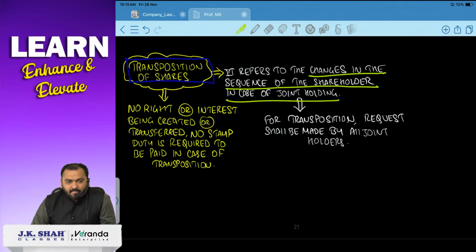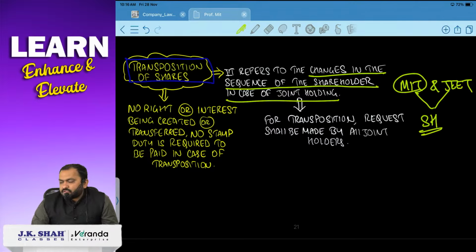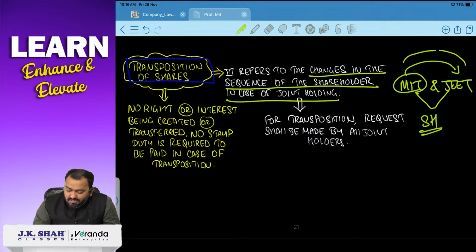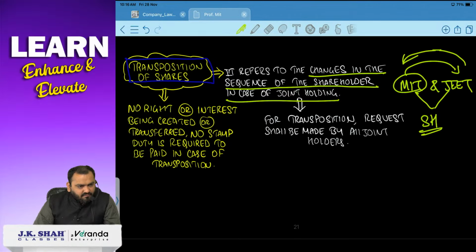joint shareholding. Like there are two shareholders, Meet and Jeet. They both are joint shareholders, holding some shares of a particular company. So whose name is first? Meet's name is first. So what do you mean by transposition? We are going to change the sequence of the names in the joint shareholding. Now Jeet will be in the first name and my name will be in the second name. That is called transposition of shares.